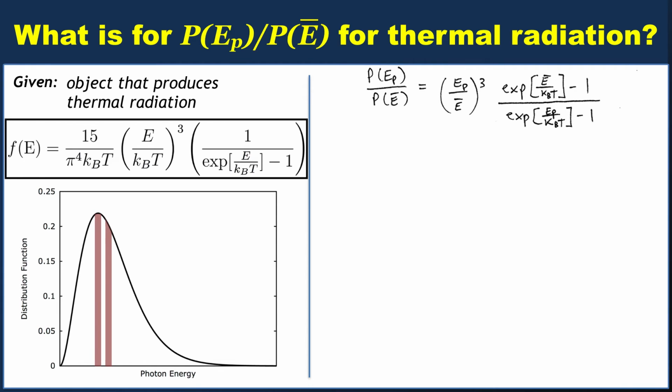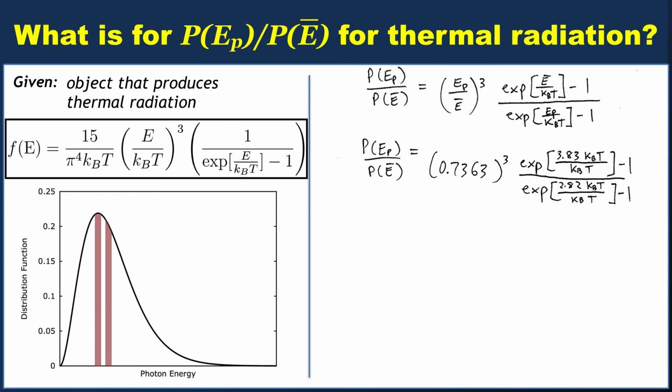We know the ratio E_P to E bar. It may not be obvious. Unlike the Maxwell-Boltzmann distribution, where you could actually figure out the average speed or the most probable speed, for the Planck distribution, it's quite challenging. Trust me on that. I won't make you do it. But fortunately, your lecture notes provide expressions, so the average energy E bar is equal to 3.83 kT, and E sub p is equal to 2.82 kT.